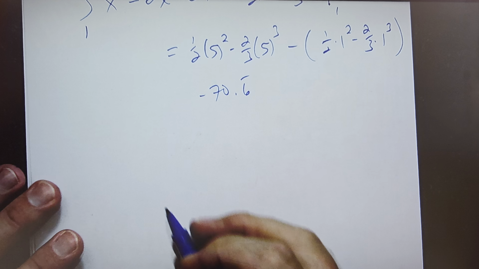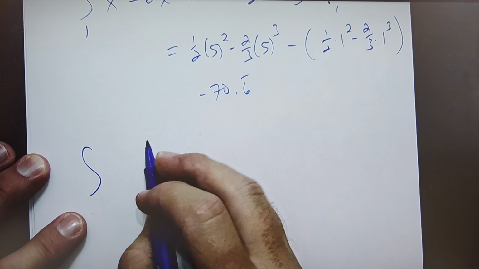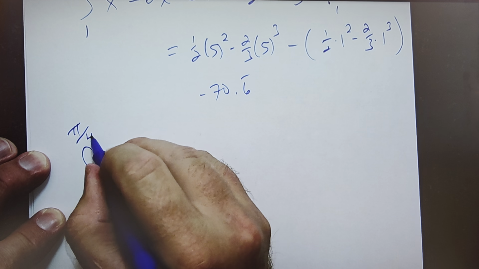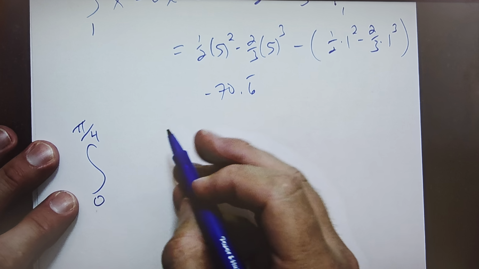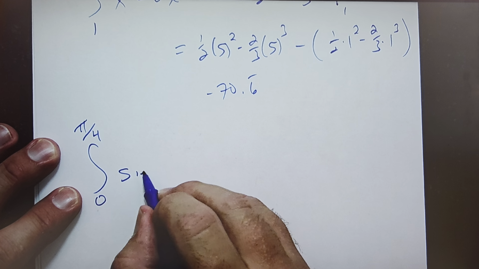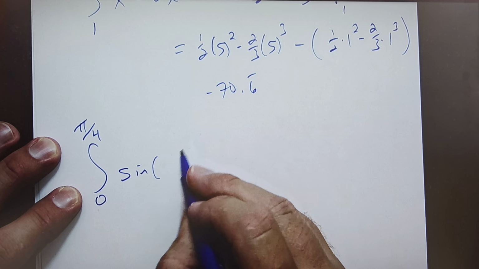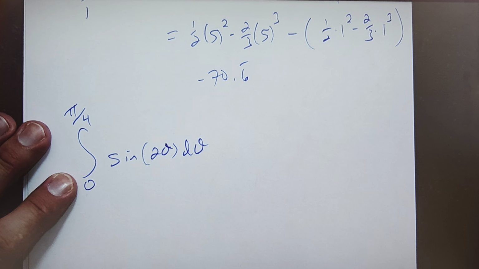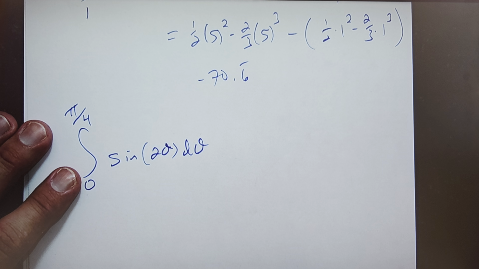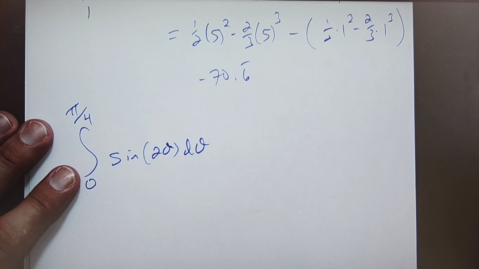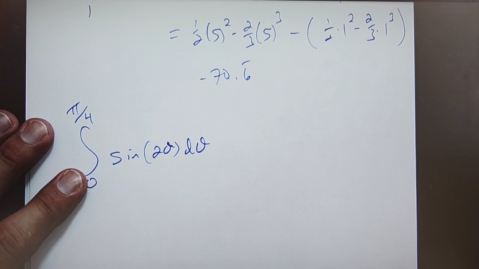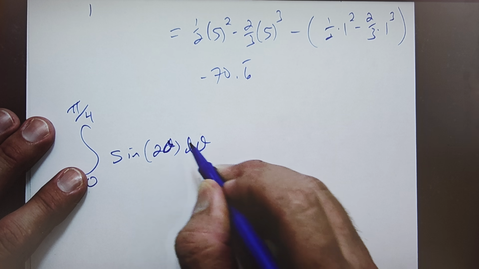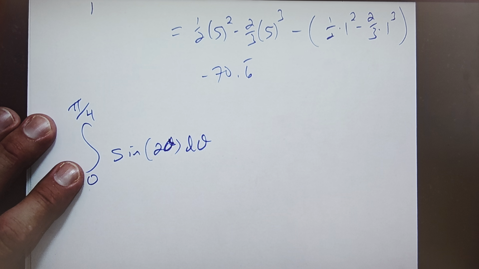What about this? Here, let's try this. You ready? All right, let's see. Integral from 0 to pi over 4 of sine of 2 theta d theta. Does that say sine of 20? 2 theta. Oh, 2 theta. And then d theta.